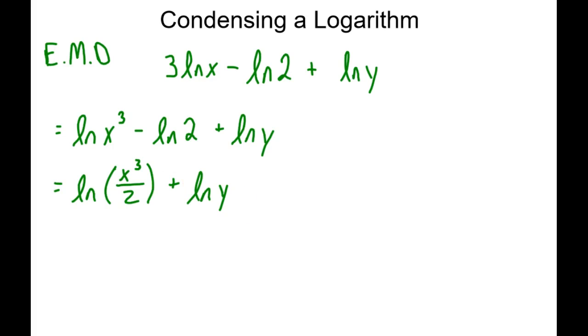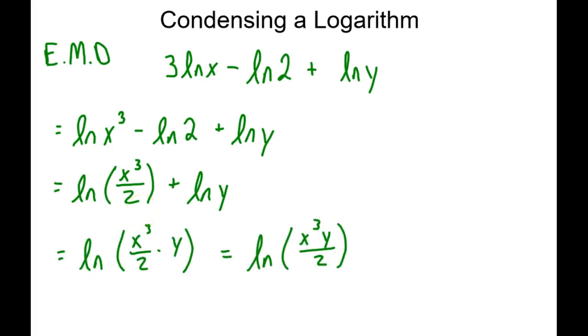Now the last thing we have to apply is the product rule, because we can see we have addition of these two logarithms, so we can use the product rule to multiply those two expressions together. After applying that product rule, we get the natural log of x cubed over 2 times y, which we can rewrite as the natural log of x cubed times y, all divided by 2. So condensing a logarithm, first you want to see if you can apply the power rule. Then you want to look and see if you can apply the quotient or product rules, going left to right, seeing whichever one occurs first between addition and subtraction.